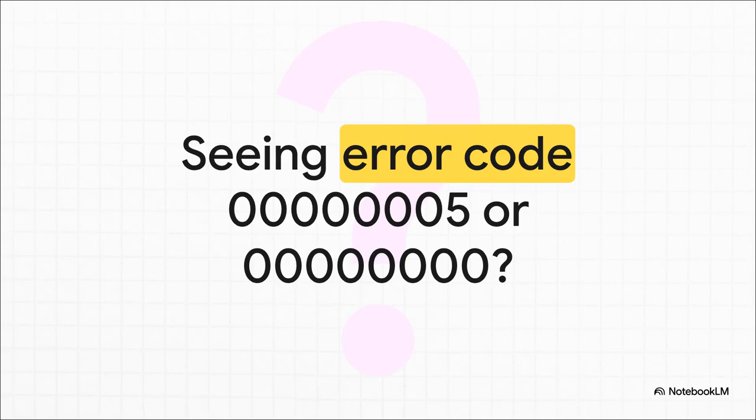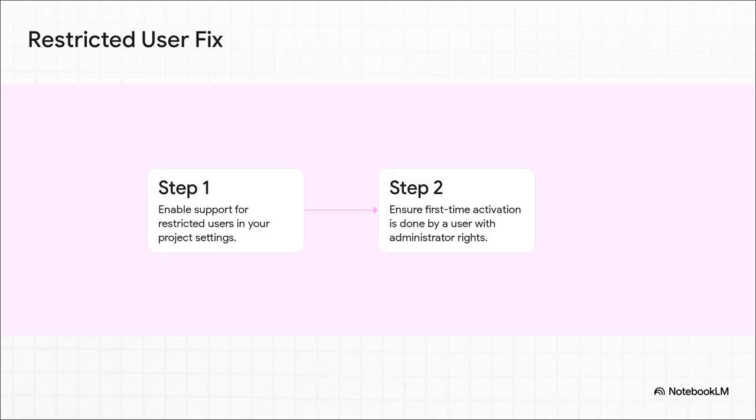So you start getting support tickets. You're seeing error 5 or error 0. What's going on? Before you panic, you should know that these errors almost always point to the exact same problem. Your user is trying to run the application from a standard or a restricted user account, and the right permissions just aren't there. Luckily, the fix is pretty straightforward, and it's a two-parter.